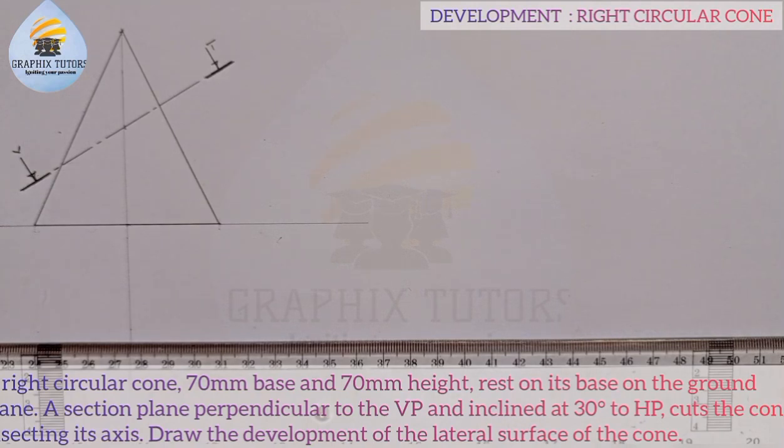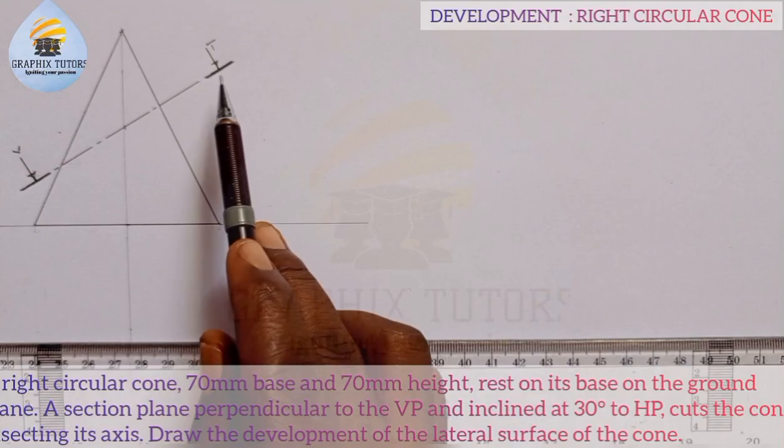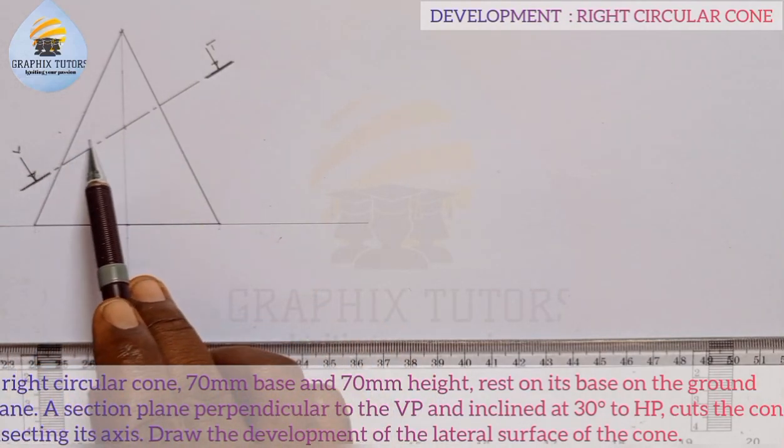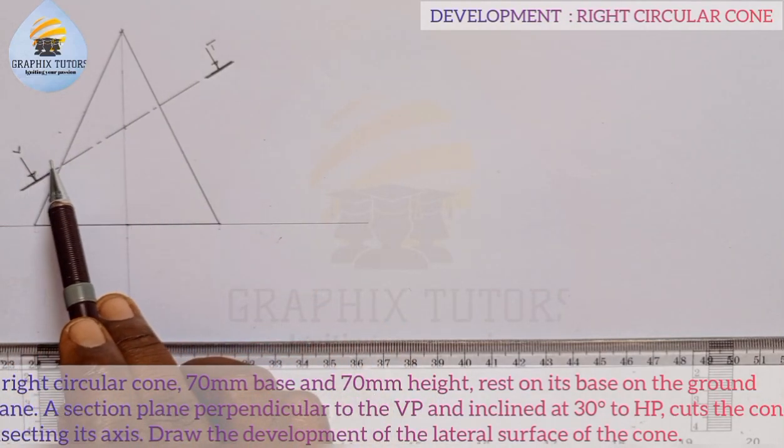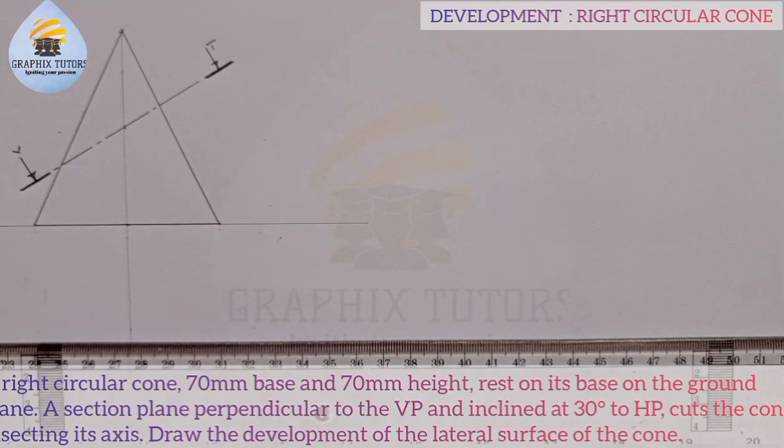Now the next thing is, this is what the question is telling us. This angle you are seeing is an angle of 60 degrees. Is that okay now? Now the next thing is, I'm going to draw the plan, because the question says it cuts the cone bisecting its axis. This is where it cuts the cone. We should draw the development looking at it.